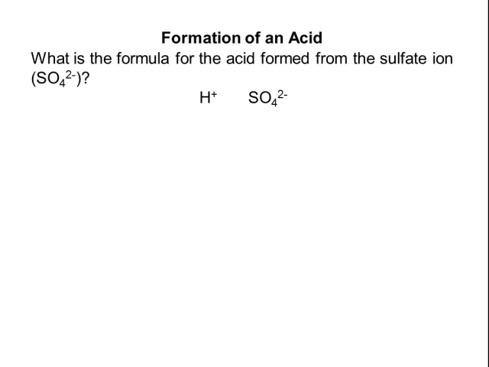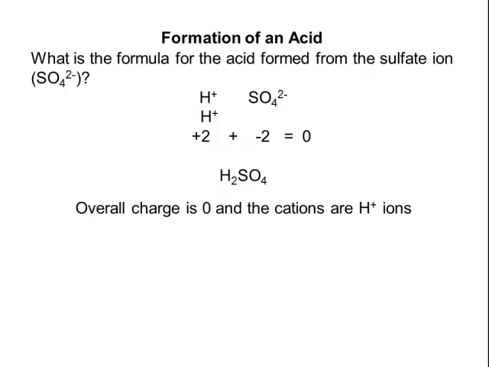Okay, so let's get to actually forming the formula then for the acid form. To balance out the charges, I need to add another H+. Pretty straightforward, so I end up with +2 plus -2 is going to be equal to 0. So my formula for the acid would be H2SO4. Overall charge is 0, the cations are going to be H+. Because of that, acid naming rules are now going to apply. Okay, so if we have an overall charge of 0, and our cation is an H+ ion, we're dealing with an acid. We're not dealing with an ionic compound.